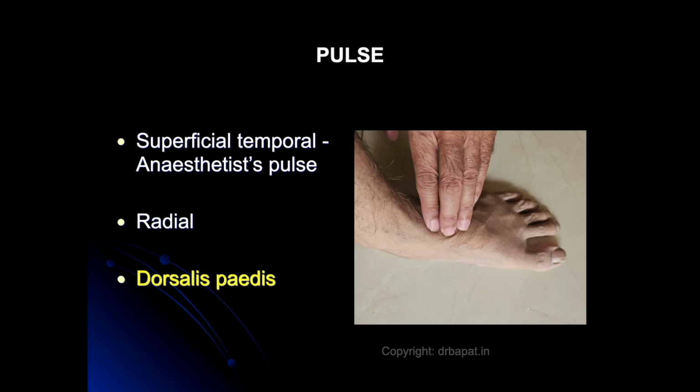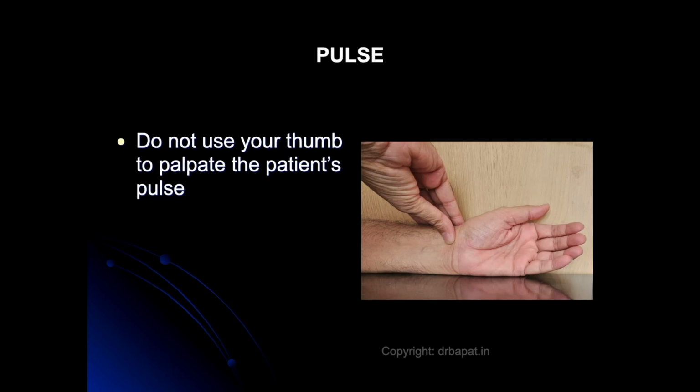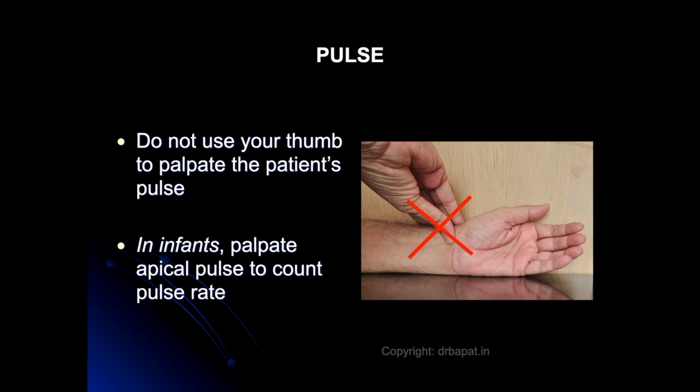A weak or impalpable dorsalis pedis pulse, however, does not necessarily suggest shock or even peripheral arterial insufficiency, as in about 14% of normal population, the artery may be of a small size. Do not use your thumb to palpate the patient's pulse, because sometimes thumb has its own pulse which may be misinterpreted as the patient's pulse. In infants, palpate the cardiac apical beat to count pulse rate.